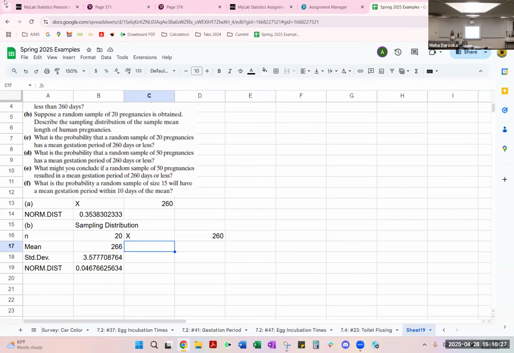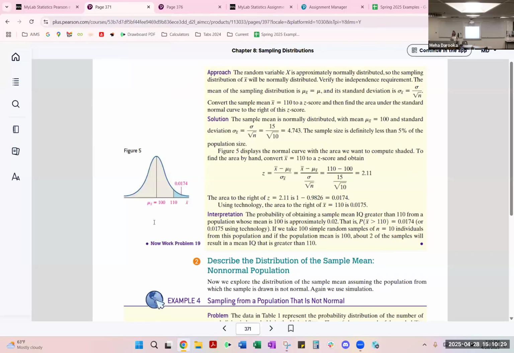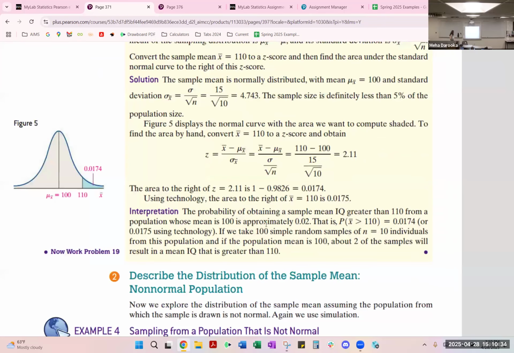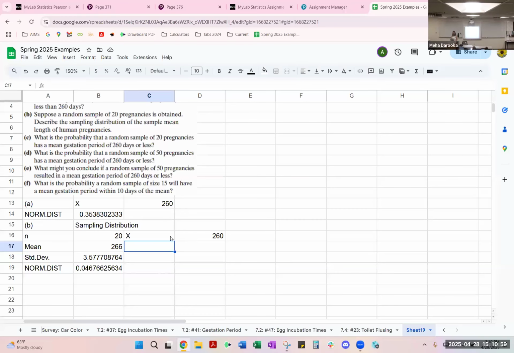Now, remember when we're talking about interpreting these results, this is kind of what you're looking at, in the same kind of language as over here. So basically, we're saying if we take 100 random samples that have a size of 20, for the mean gestation period, we would basically say that about 4 of the samples will have a mean gestation period of, what was it, 260 or less days.